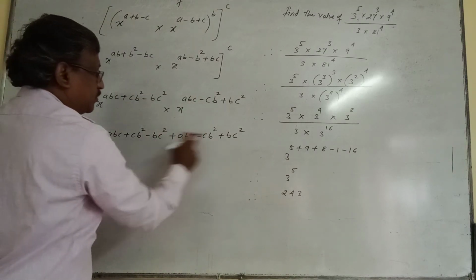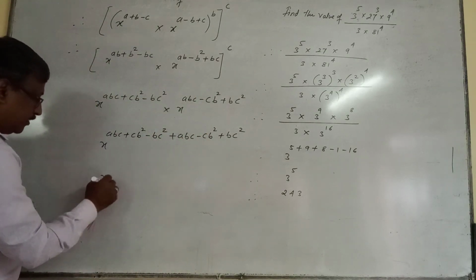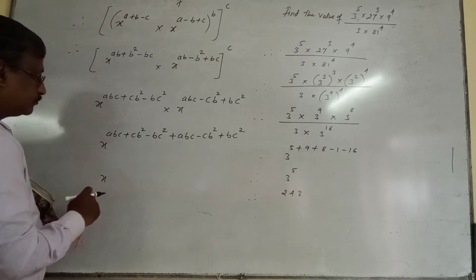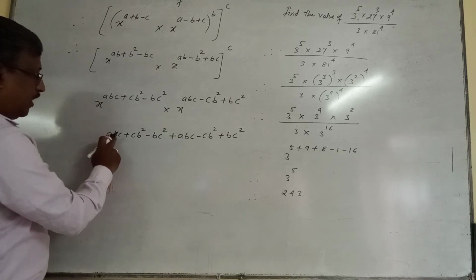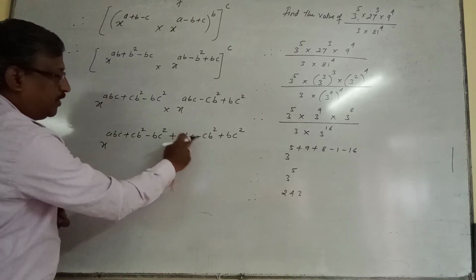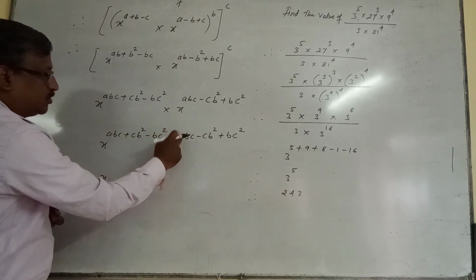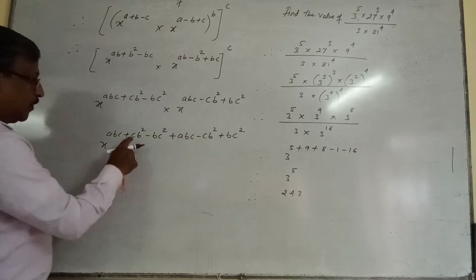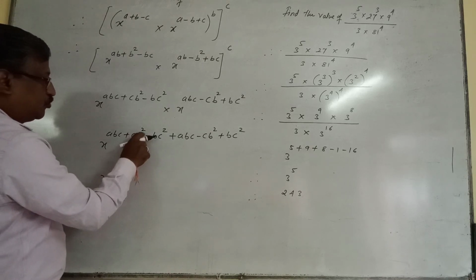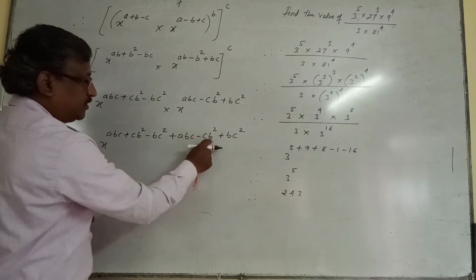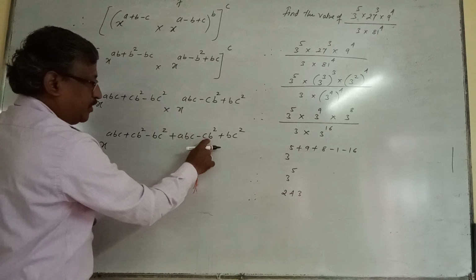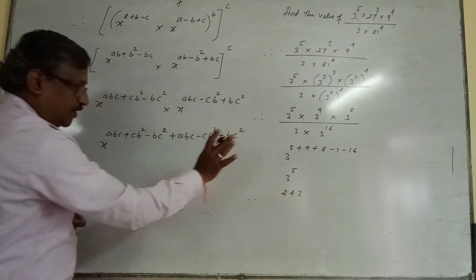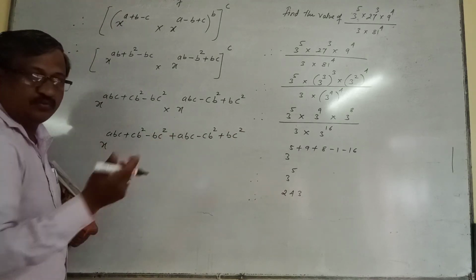This plus this, right? So it is x raised to, now add this. This is 1 abc and this is 1 abc, so 1 abc plus 1 abc comes to how much? It is 2abc. This is plus cb square and this is minus cb square, so cb square we can solve, bc square also we can solve, and abc also we can solve.